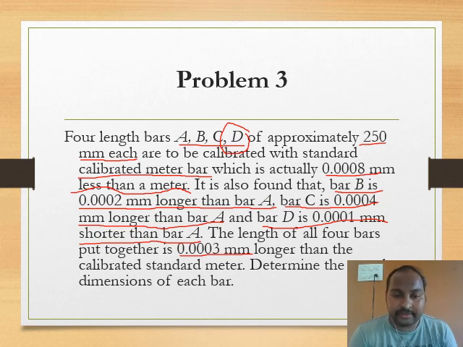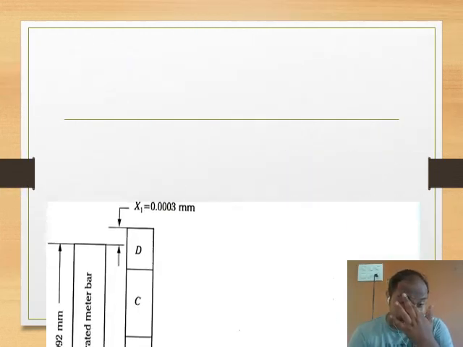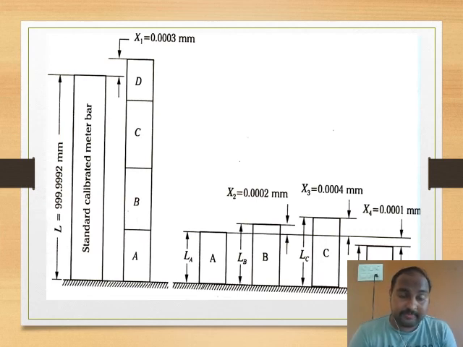Okay, so we will wrap the whole problem in terms of a figure now. The first statement of the problem says L, which is a standard bar, is actually 0.0008 mm shorter than the actual meter value. So 1000 minus 0.0008 is equal to 999.992 mm. This is the actual length of the standard calibrated meter bar.